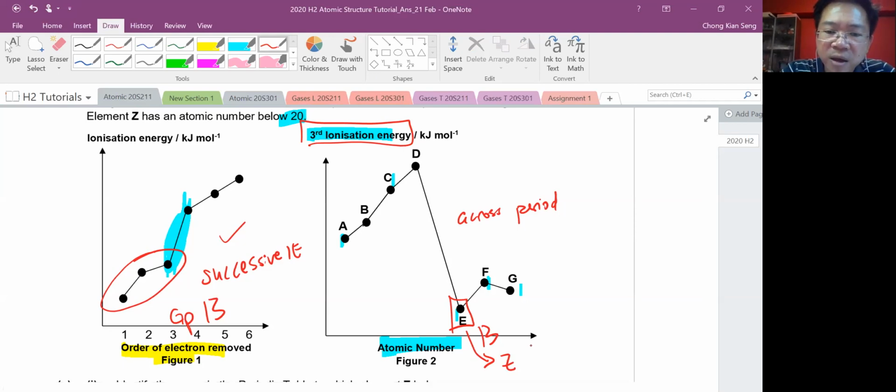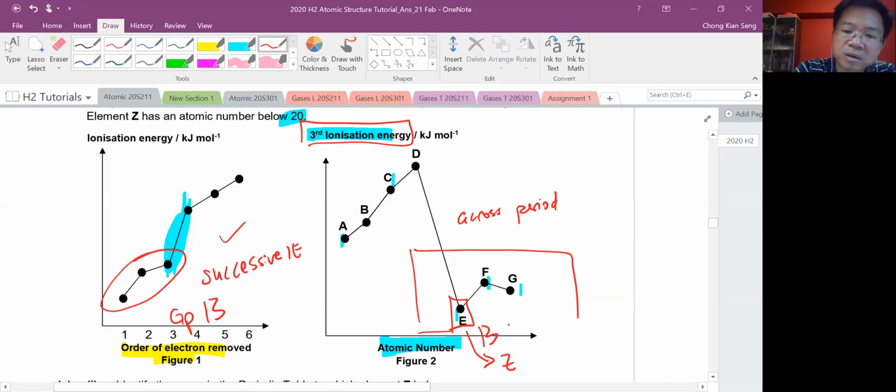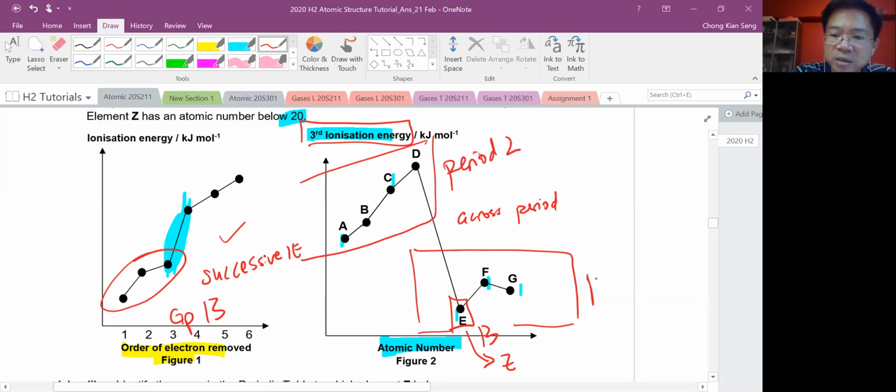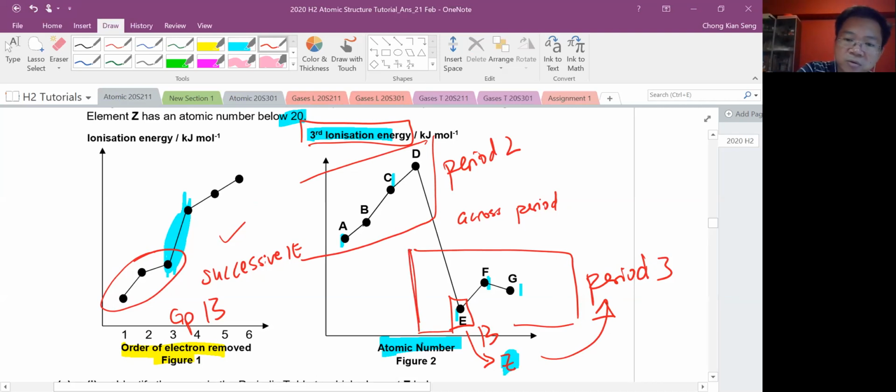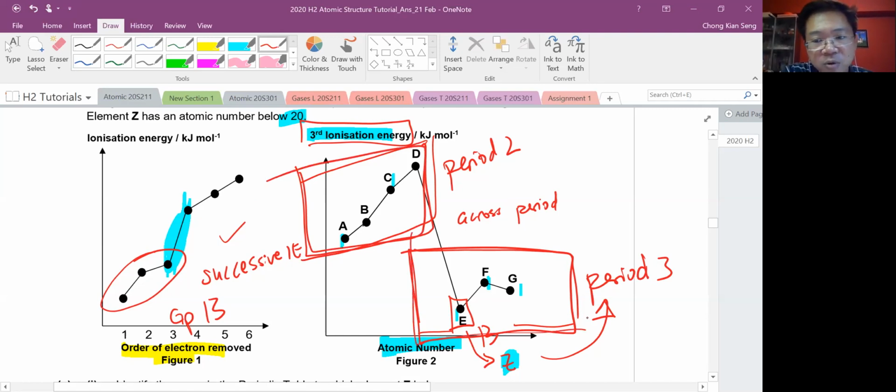Now we got to decide: is this period 2 or period 3? If this is period 2, that means the one before is period 1. Can period 1 have so many elements? Not possible. So this has to be period 2, and hence this is period 3. Our conclusion is that Z has to be in period 3. Do you understand my argument? Z belongs to this period, and the period before that has more than 2 elements, so this period cannot be period 1. It has to be period 2, and hence it is period 3.